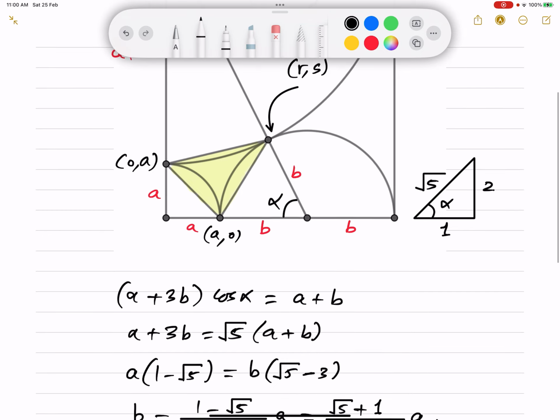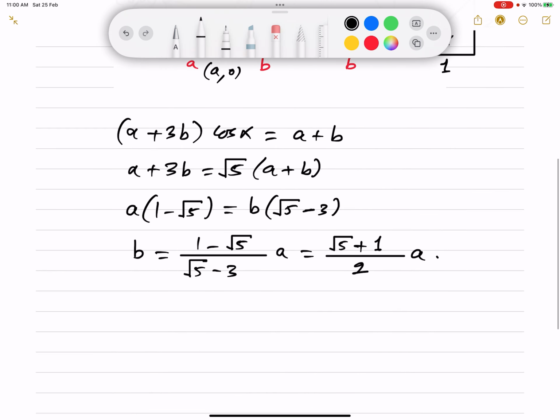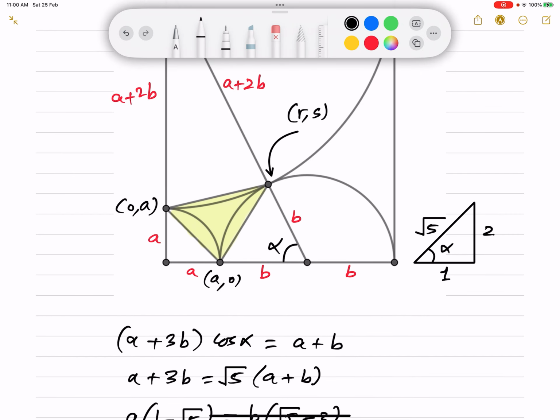So now the next step is to calculate R and S. It is easy to notice that R, which is the x coordinate of the point (R, S), is basically A plus B, which is this length here, the base length. We need to subtract from that the projection of the radius B on the base, which is B cosine alpha, which is B divided by the square root of 5. So that's going to give us R.